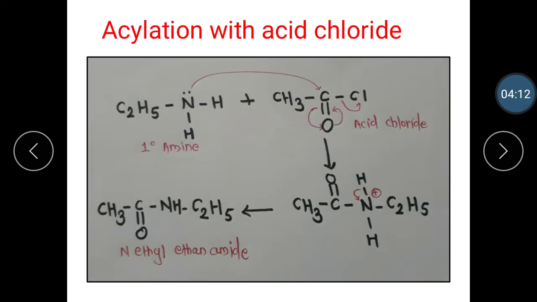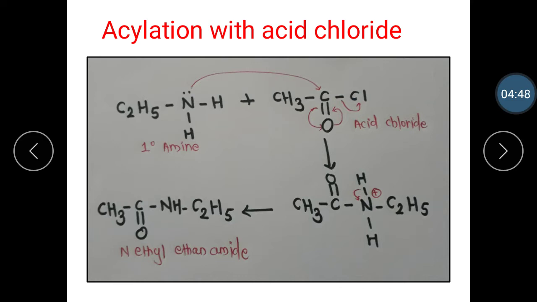The next reaction is the acylation reaction with acid chloride. In acylation, primary and secondary amines react with acid chloride, anhydride and ester by nucleophilic substitution reaction. This reaction is known as the acylation reaction. It means the hydrogen atom of the NH2 or NH group is replaced by the acyl group, and the products obtained by the acylation reaction are known as amides.